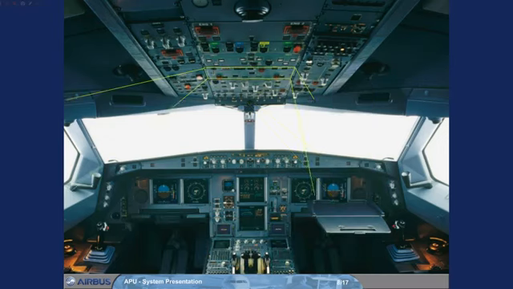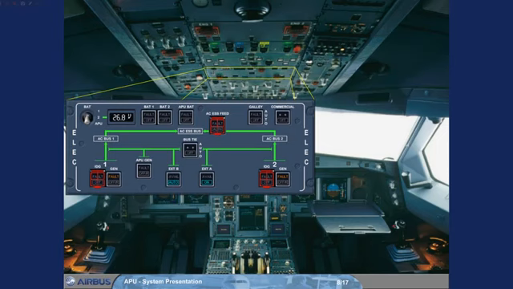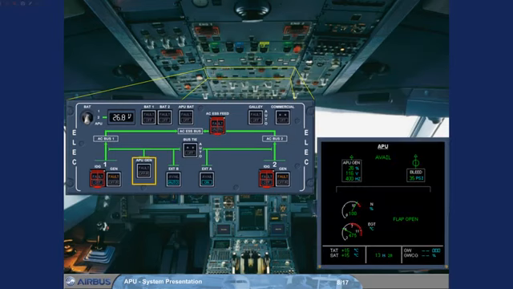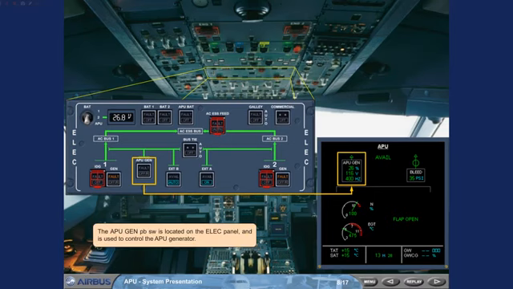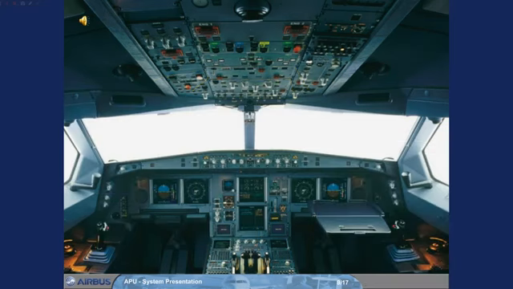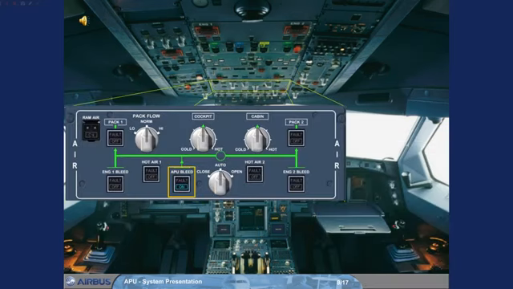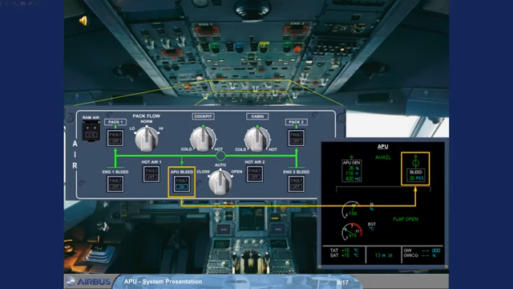The APU gen push button switch is located on the ELEC panel and is used to control the APU generator. The APU bleed push button switch is located on the air panel and controls the APU bleed system.